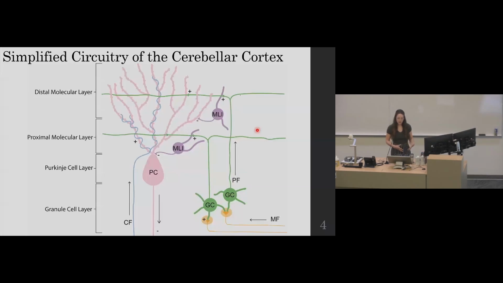These molecular layer interneurons have originally or classically been divided into two different types. And those are basket cells, that are located in the inner 2/3 of the molecular layer or in the proximal molecular layer. And they tend to create inhibitory synapses onto the cell bodies of Purkinje cells. And there are also stellate cells, which are located in the more distal 2/3 of the molecular layer.